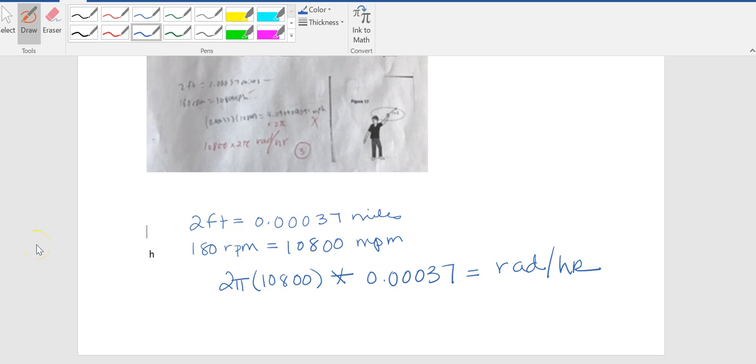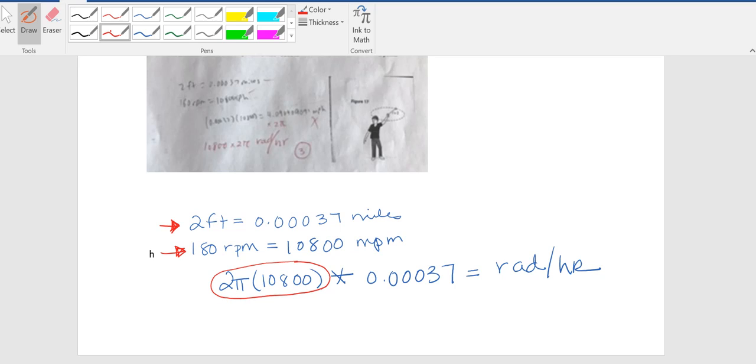All right, going with what you started off with on your paper, the first thing you seem to do is to convert your feet to miles, which is fine. Then you have 180 rotations per minute, so you converted those to rotations per hour. But then what you needed to do was figure out how far that was, and that's where using the circumference of the circle comes in.